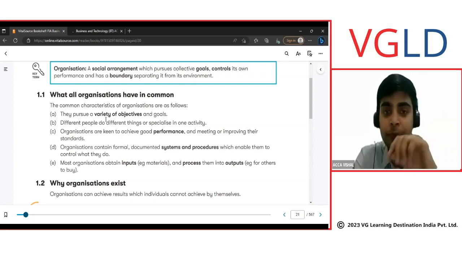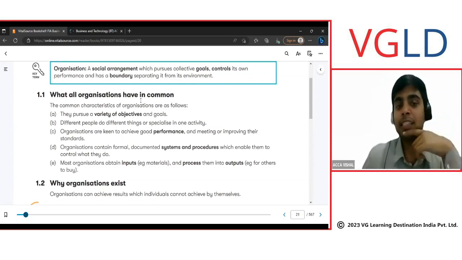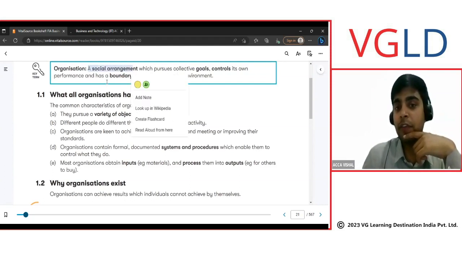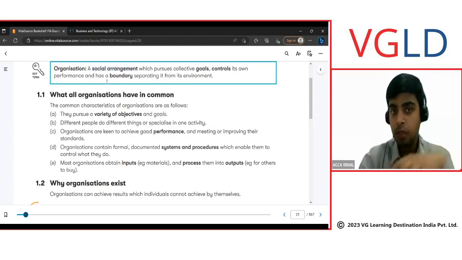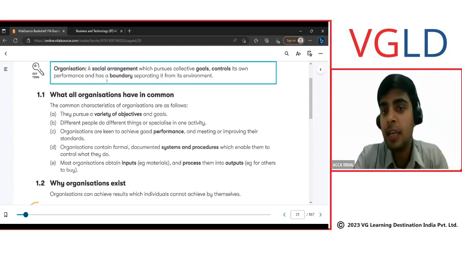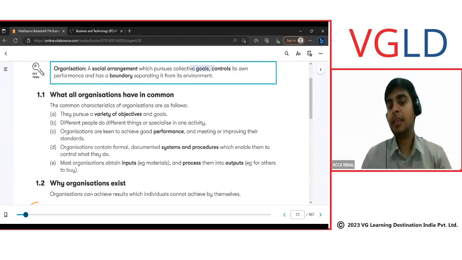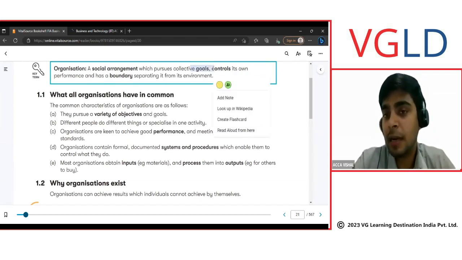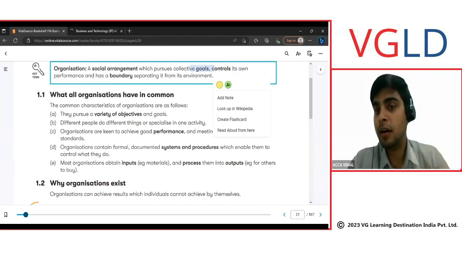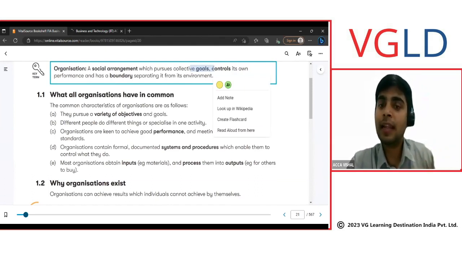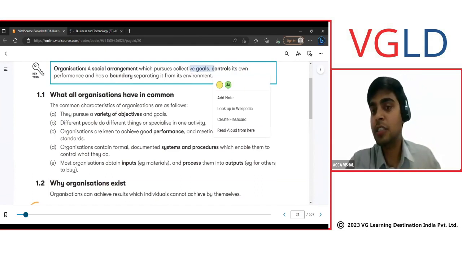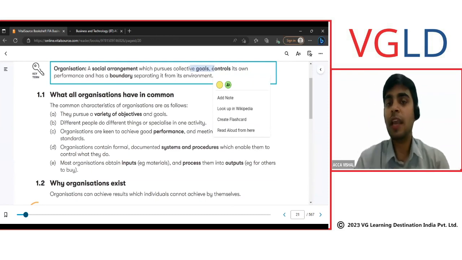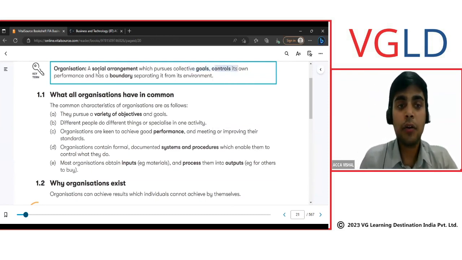So what it wants to say is, a social arrangement means when more than one individual gathers and they have a goal. Like in my wood selling example, we have a goal of making good wood that is in the jungle right now available, and we have to reach the city by selling it. So we have a goal and control its performance.